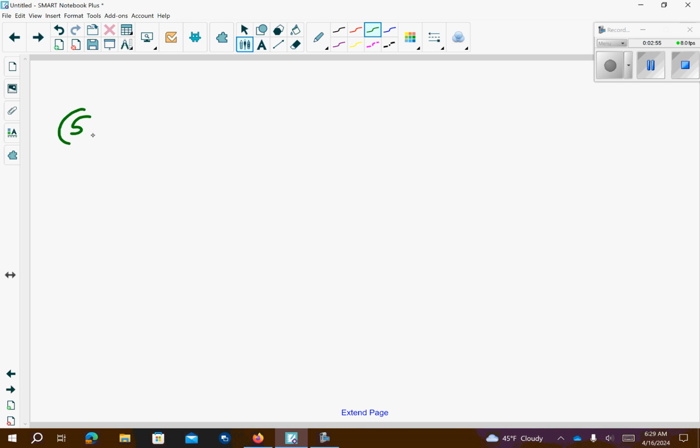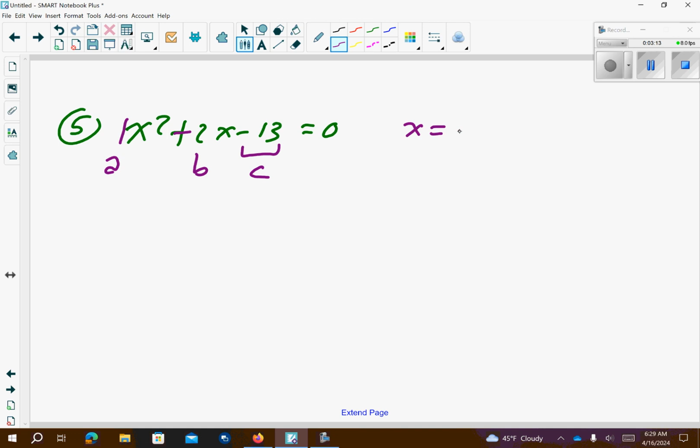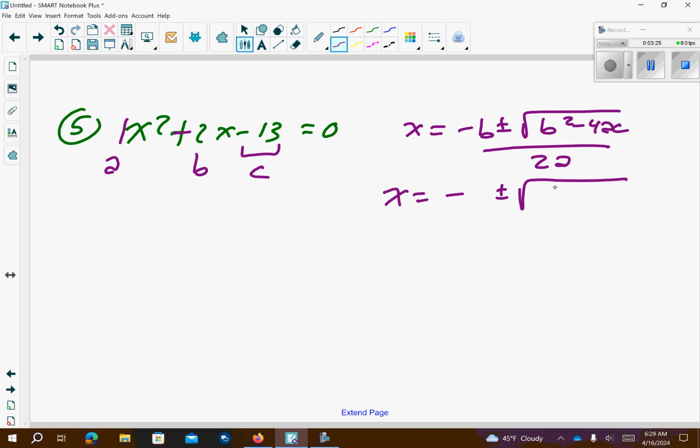Problem number 5, x squared plus 2x minus 13 is equal to 0. So my a value is 1. My b value is 2, and my c value is negative 13. So quadratic formula. x equals negative b plus or minus the square root of b squared minus 4ac all over 2a. So let's plug what we know in.